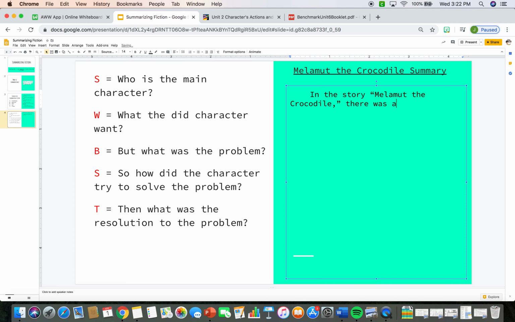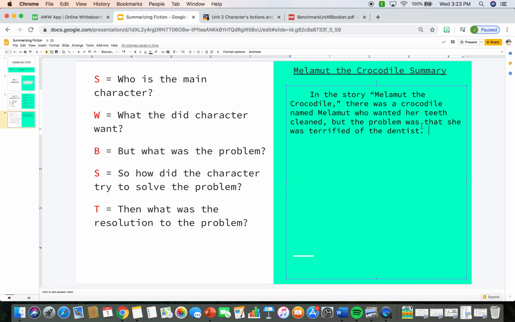There was a crocodile named Malamut who wanted her teeth cleaned. So I have the main character and what she wanted. Now I'm going to include the problem. But the problem was that she was terrified of the dentist. So, boys and girls, I just combined S, W, and B into one complete sentence.